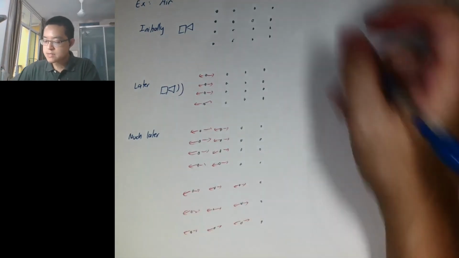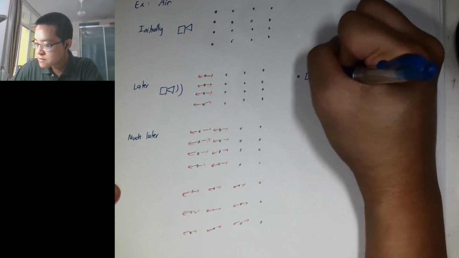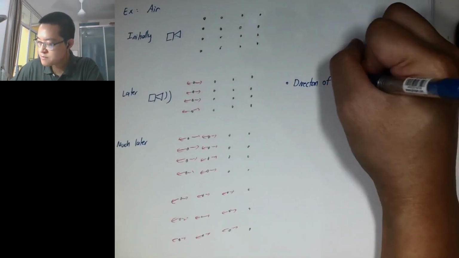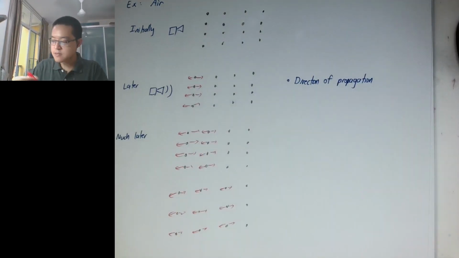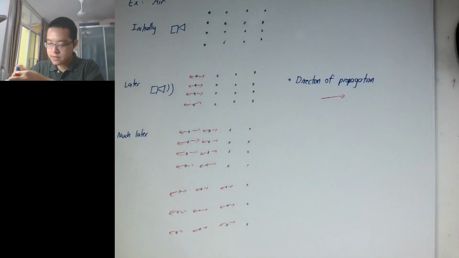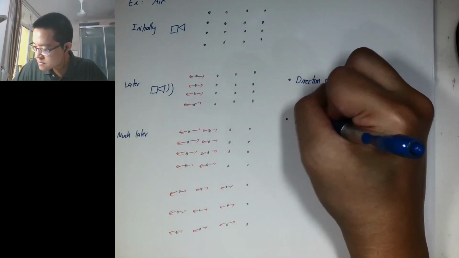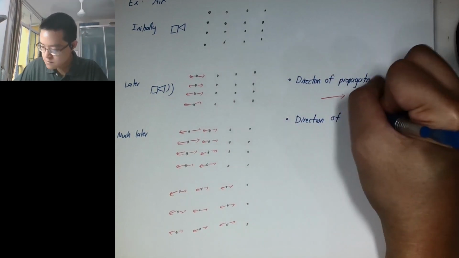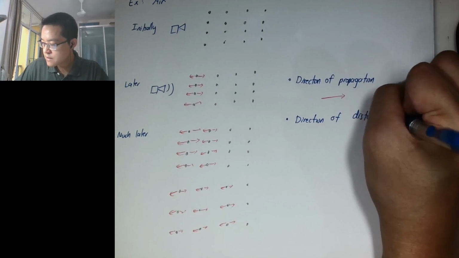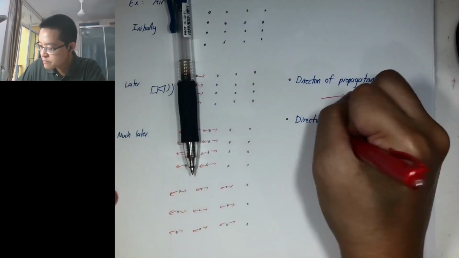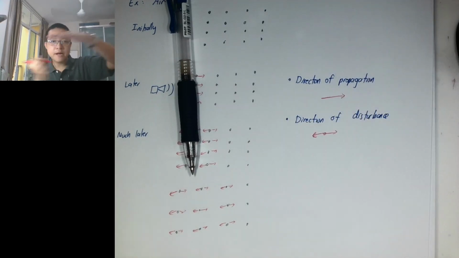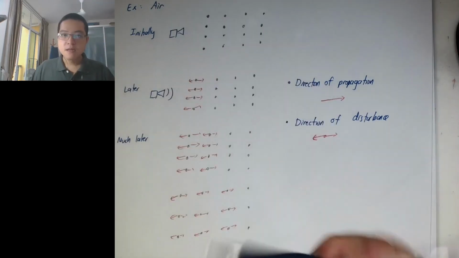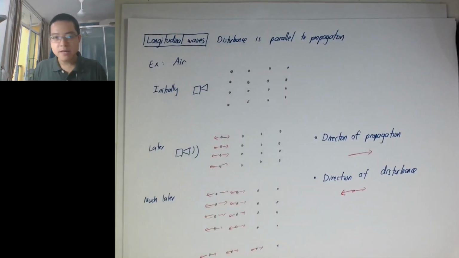So from here we can see that the direction of propagation is spreading towards the right, and the direction of disturbance is also vibrating left and right. It's vibrating because it's an oscillation, so it's vibrating left and right. Right, so the direction is the same, they are parallel. So this is what we call the longitudinal waves, right? So two types of wave, transverse waves and longitudinal waves.